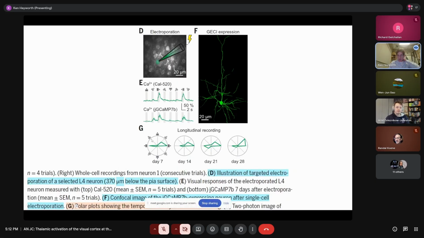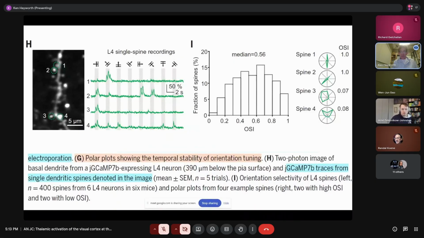The other thing that they did is they monitored this particular cell over a full month to make sure that its orientation selectivity was constant over that time, and it looks to be constant over that time. So, like I said, they put in this genetically encoded calcium indicator, GCamp, so that they could look at individual spines.